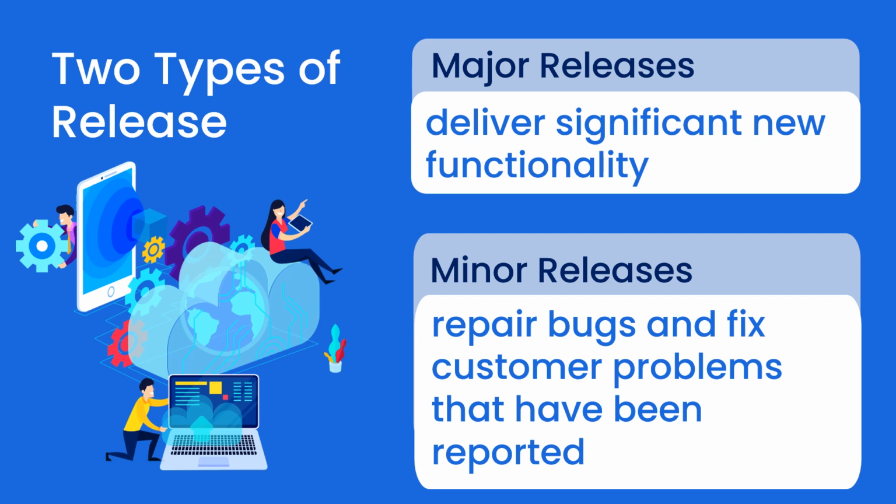For mass market software, there are two types of releases: major releases and minor releases. Major releases deliver significant new functionality. For example, iOS 13. Minor releases repair bugs and fix customer problems that have been reported. For example, iOS 13.2.